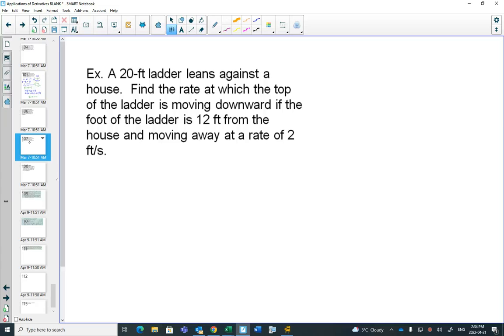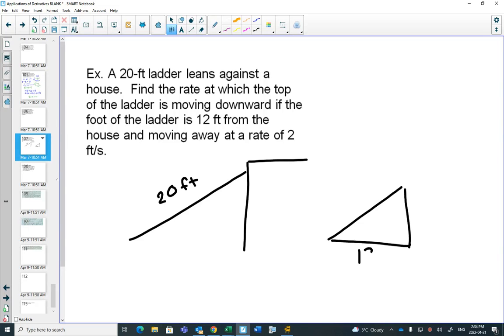This is a scary moment in life. Here we have the building. Here we have the ladder, which happens to be 20 feet. You start climbing the ladder, and as you're climbing, you realize it's sliding down the house. And this is not going to end well. At the moment, it is 12 feet away from the house. So we're finding out this specific moment when this is 12 and this is 20. How fast is it moving downward?